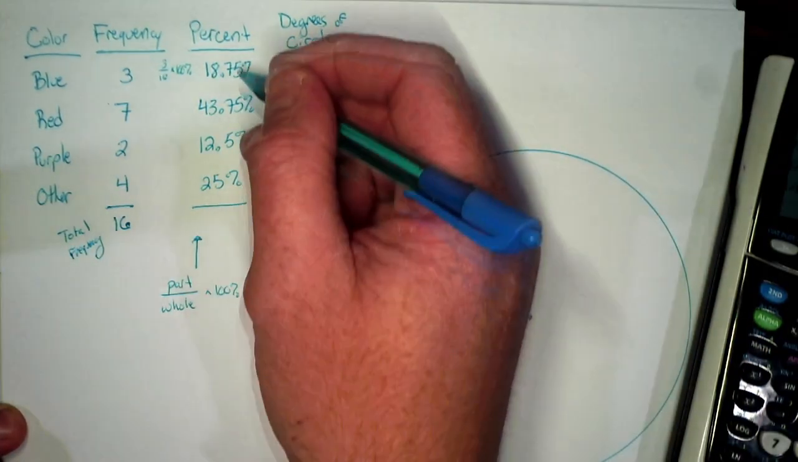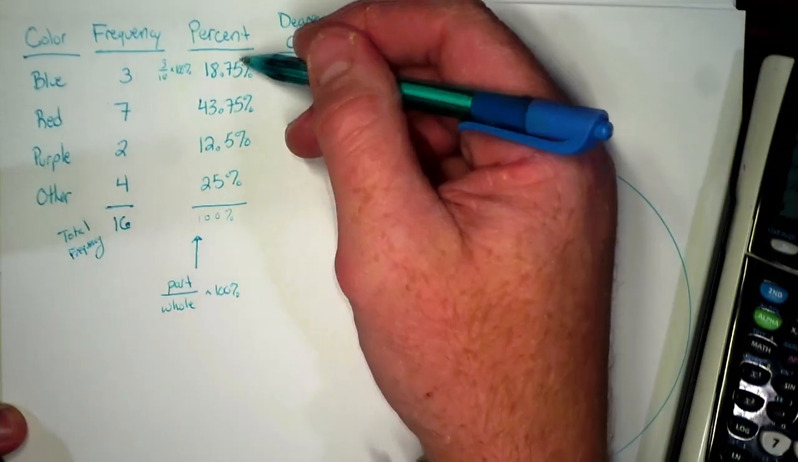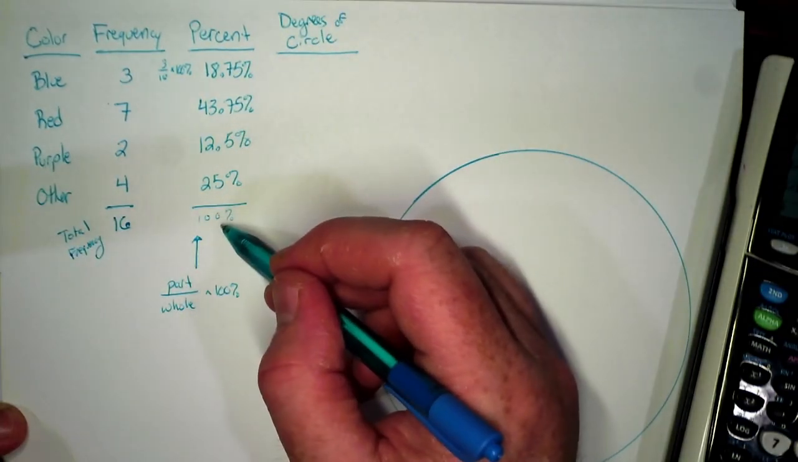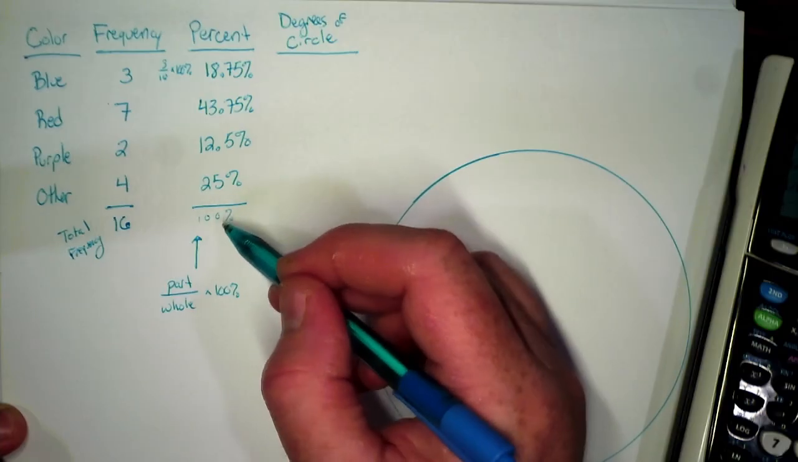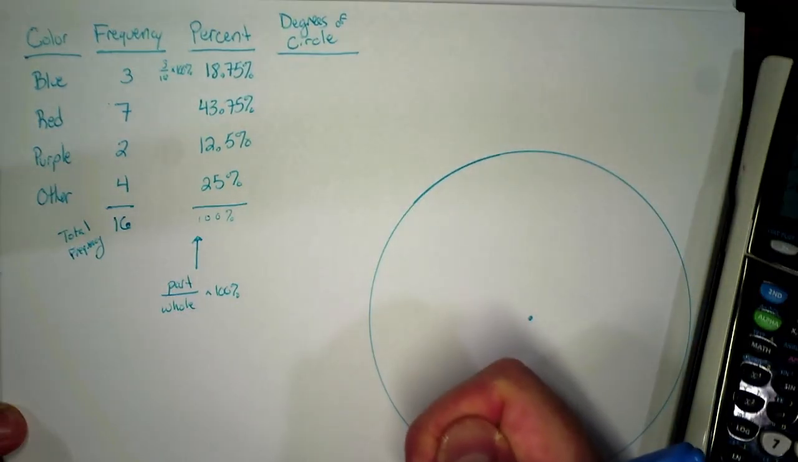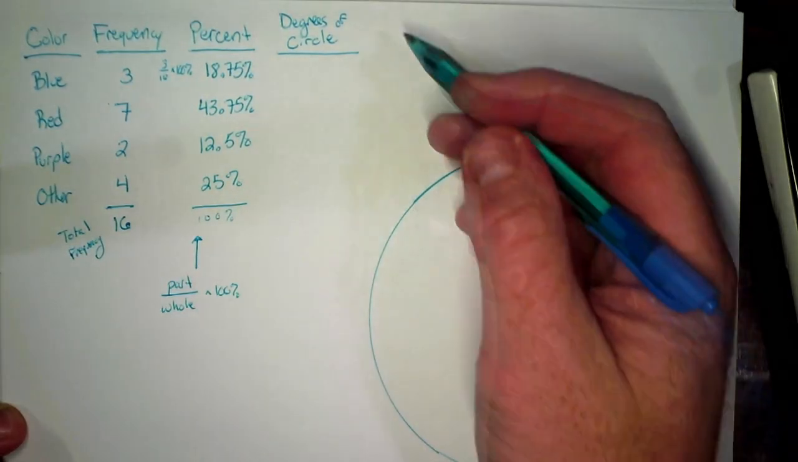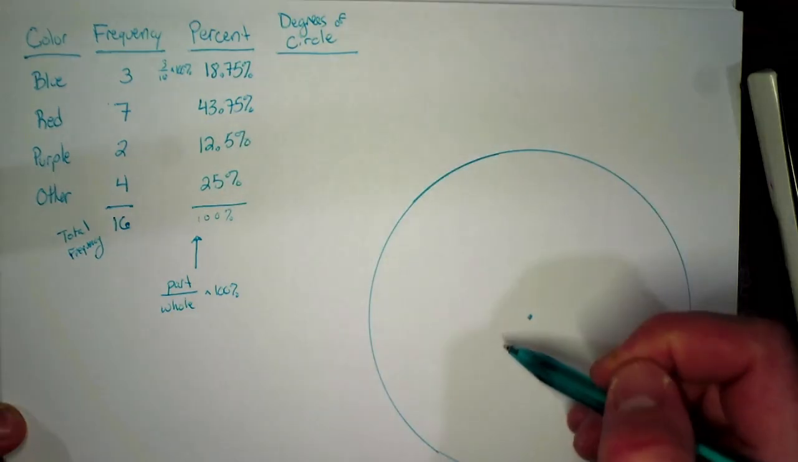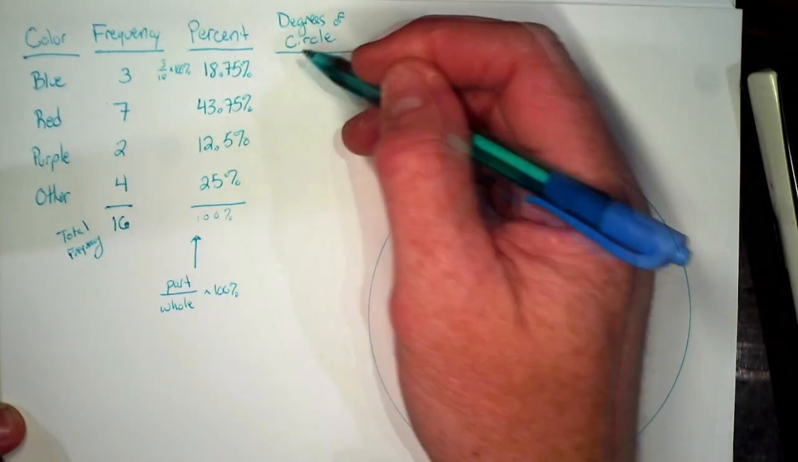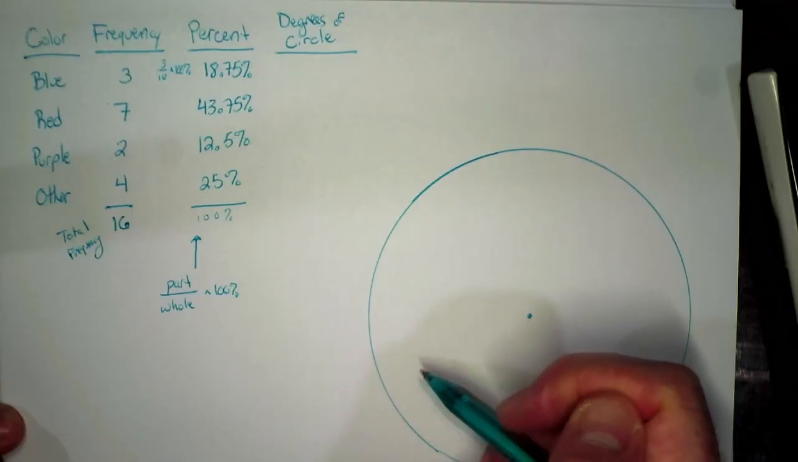Okay, when we add all these up, it should add up to 100%. Sometimes when you round, we get a little off of this, like 100.1 or 99.9, and that's okay. But if it's more than that, double check your work because maybe we did something wrong. All right, well, that helps us, and we'll actually use these as labels here, but for degrees, we need to know what portion of the circle 18.75 is.